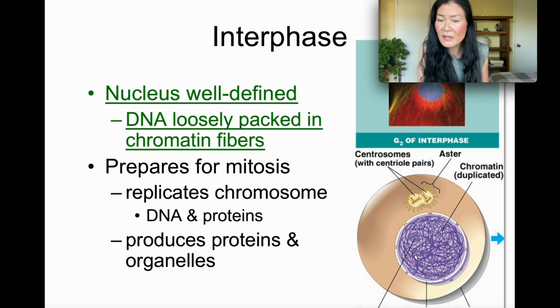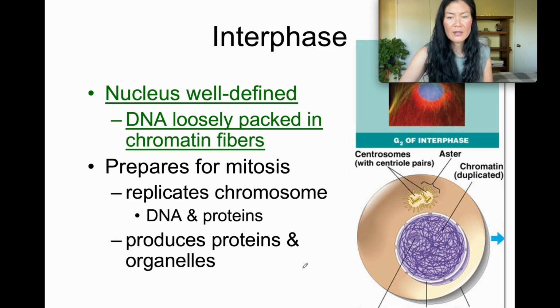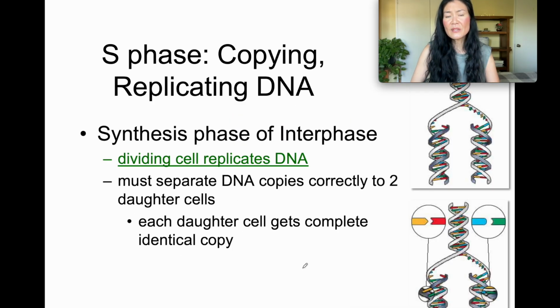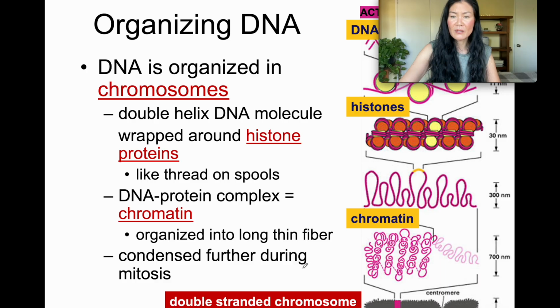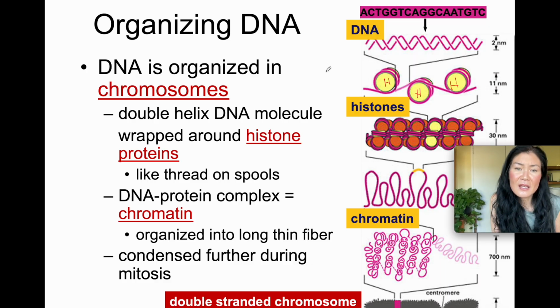So DNA is loosely packed into what we call chromatin fibers, and the cell's getting ready to divide. It's getting ready for mitosis because you can see that the centrioles have replicated, okay? You can see 2 centrioles. There's a pair of them, and they're going to form the spindle fiber that's necessary for mitosis. So that's what it looks like in interphase. So in the S phase of interphase, the DNA is being copied so that the daughter cells get a complete identical copy.